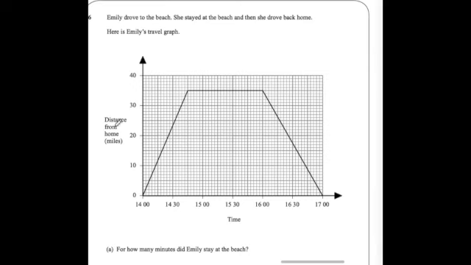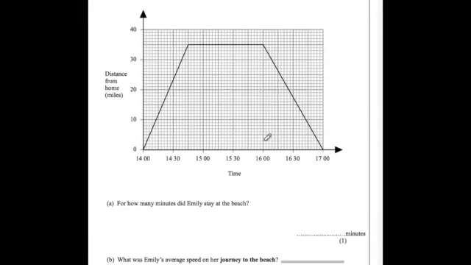Now, next question. Emily drove to the beach. She stayed at the beach and then drove back home. Here's Emily's travel graph. So you can see she's travelling to the beach. She's then at the beach. Now she's coming home from the beach. For how many minutes did Emily stay at the beach? So it was a time when she wasn't travelling, but the time was still happening. So it's the difference between that time.